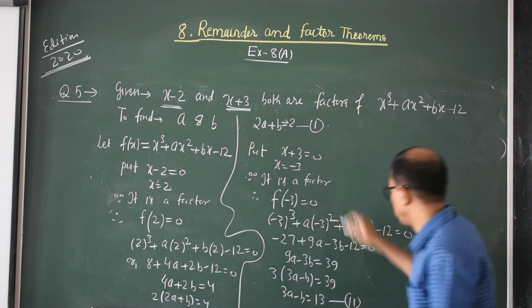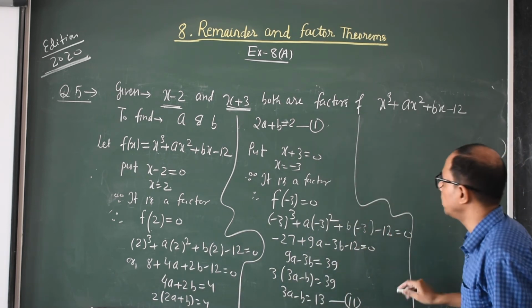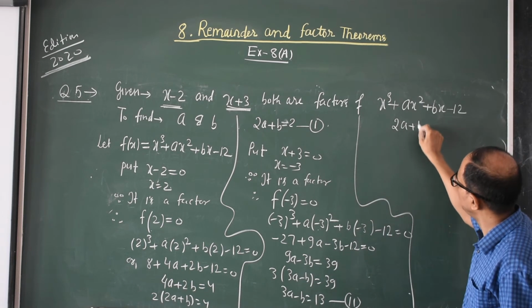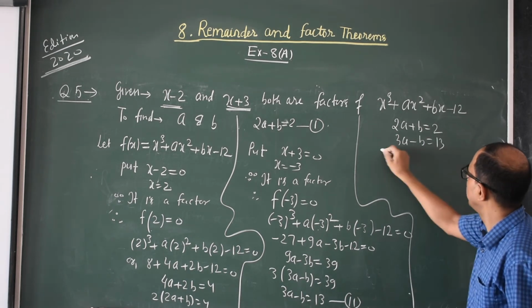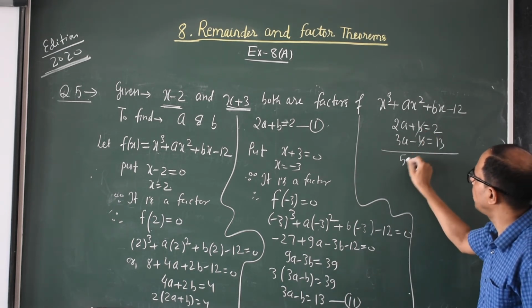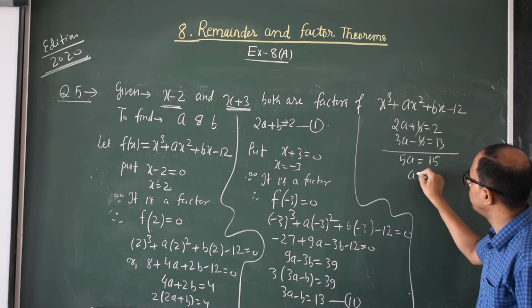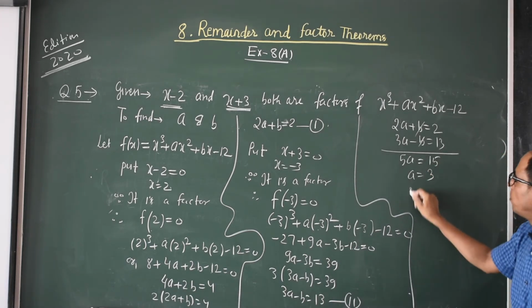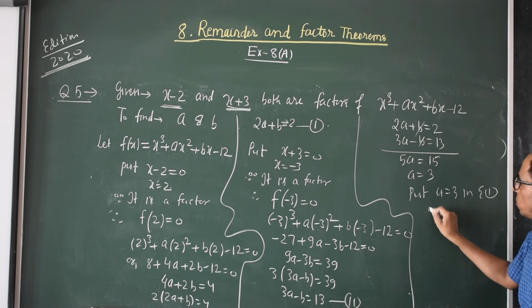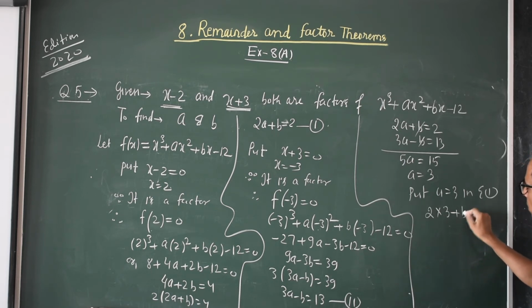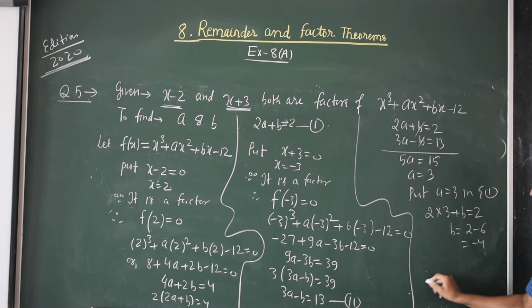Now this is going to be a pair of linear equations, so we can solve them. 2a plus b is equal to 2. Now 3a minus b is equal to 13. Add these, so b will cancel. 5a is equal to 15. So a is equal to 3. Now put a equal to 3 in equation number 1. So 2 into 3 plus b is equal to 2. So b is equal to 2 minus 6, that is minus 4. So a is 3 and b is minus 4. This is the answer.